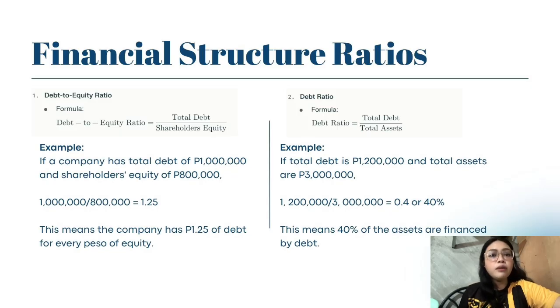Sa debt ratio naman, ang formula nito is total liabilities over total assets. For example, if may total liabilities yung company ng 1,200,000 and total assets ng 3,000,000, i-divide mo sila. Bali, 1,200,000 divided by 3,000,000 is equal to 0.4 or 40%. This means 40% of the assets are financed by debt.